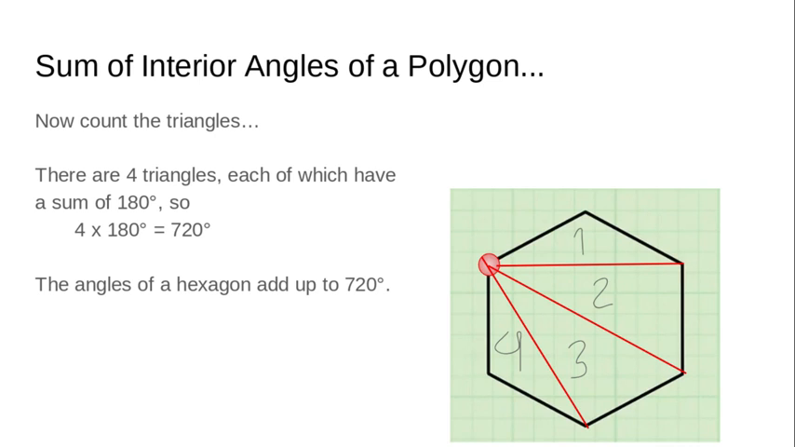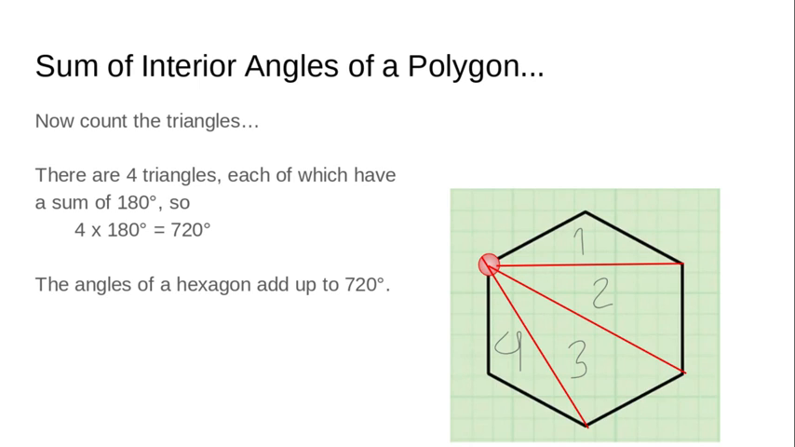The next thing we want to do is count those triangles. So we can see there are 1, 2, 3, 4 triangles there. And every one of those triangles is 180 degrees. So 4 times 180 is 720 degrees. So all of the angles of this hexagon would add up to 720 degrees. Now, a hexagon's not too bad. Drawing in 3 lines and counting 4 triangles, not that big a deal.